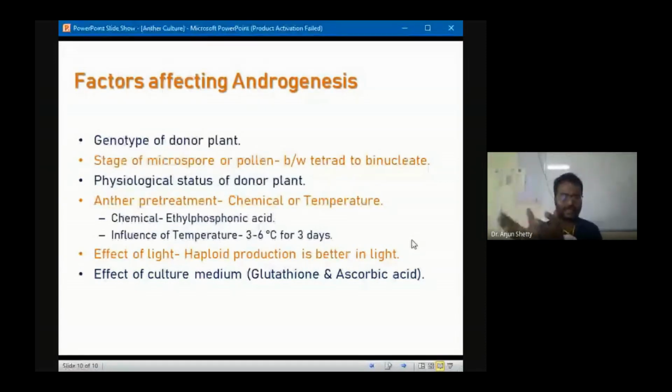This has already been practiced. The influence of low temperature in barley and in maize, at 3 to 6 degrees Celsius for 3 days, has given greater results than directly inoculating the anthers.